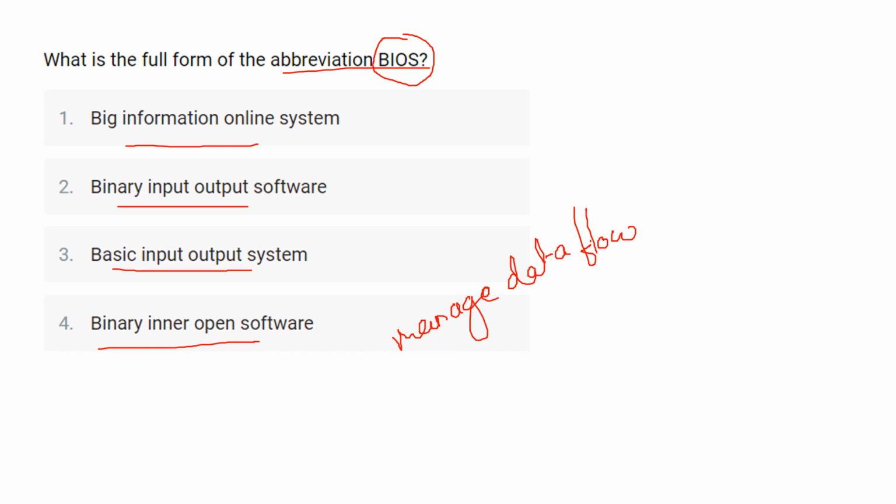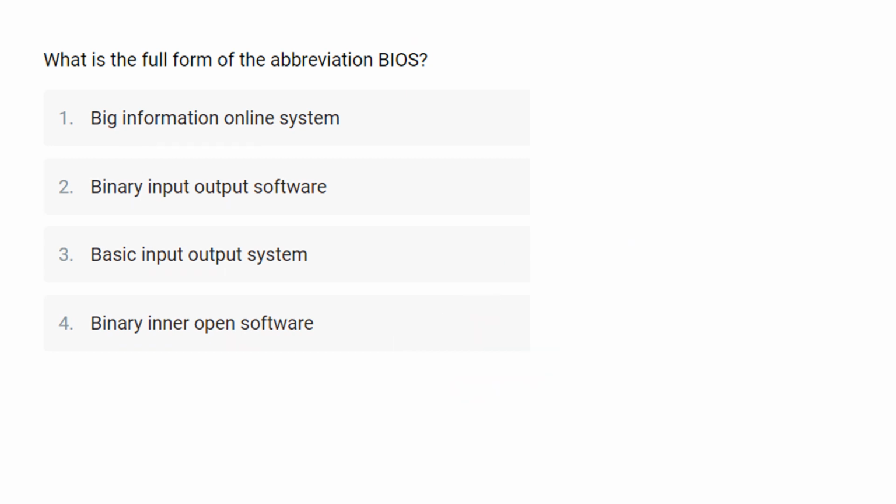The BIOS is firmware and it is stored on a chip as part of the computer motherboard, and is basically a set of instructions that run to help load the operating system. So here the correct answer for this question is option number 3. The full form of BIOS is Basic Input Output System.